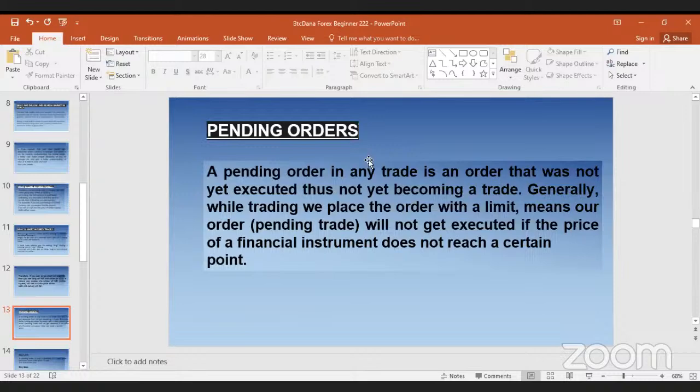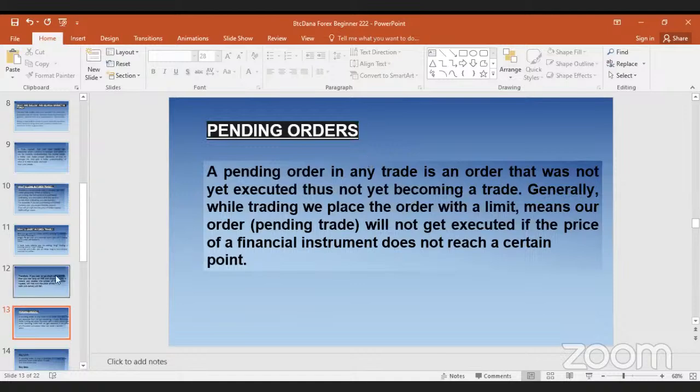Okay, and your market will not get executed until it gets to that point. Or have you seen a situation where you set your alarm to 6 a.m. in the morning and then it starts ringing around 12 p.m.? It's not possible unless you made a mistake. Okay, so I hope you are getting this. So that is what a pending order is all about.